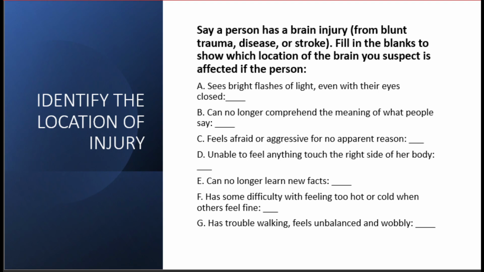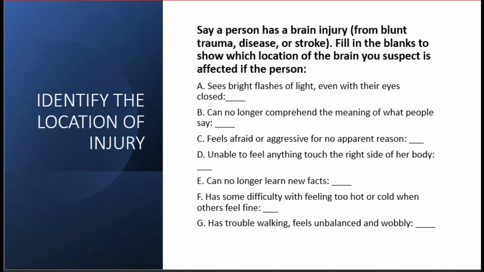Then having difficulty with feeling too hot or cold. So this is temperature regulation. Remember, regulation is sort of like managing something, right? So the hypothalamus would be the answer here. Hypothermia helps you remember the hypothalamus. And then having trouble walking, feeling unbalanced and wobbly. We're going to think about cerebellum when we're thinking about feeling unbalanced. Remember, the cerebellum is right here in the back, at the bottom above the brainstem. Okay.